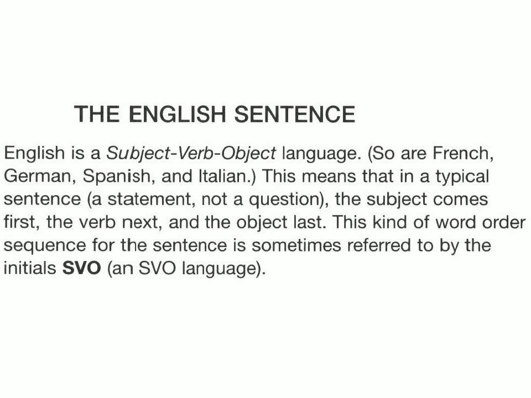Now, the English sentence is a subject-verb-object language. So are French, German, Spanish, and Italian. This means that in a typical sentence, a statement, not a question, the subject comes first, the verb next, and the object last. This kind of word order sequence for the sentence is sometimes referred to by the initials SVO, an SVO language.